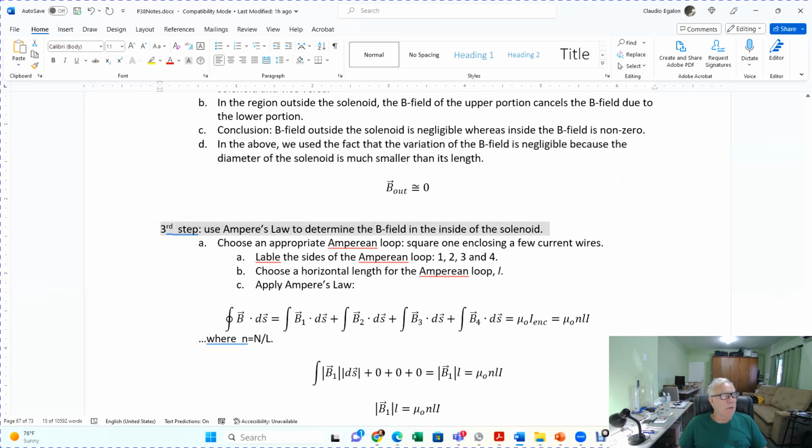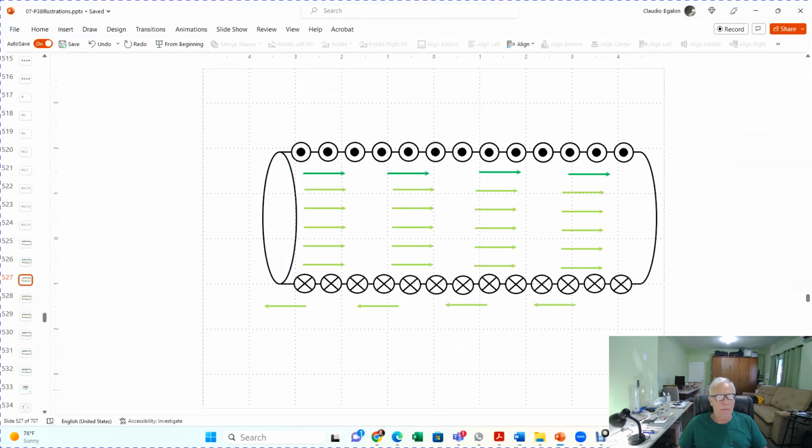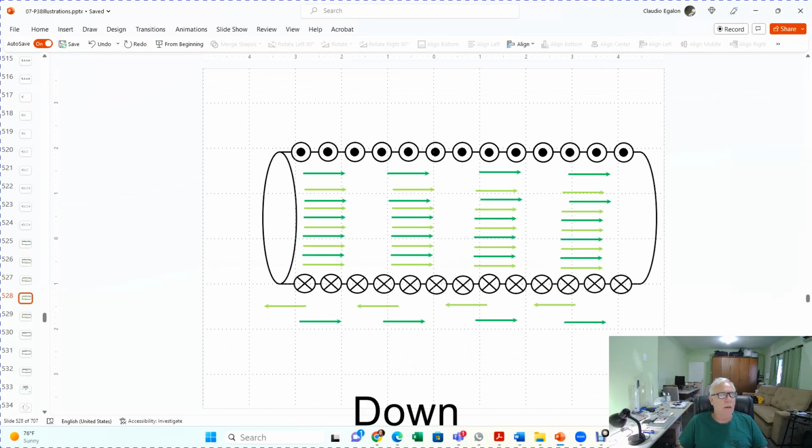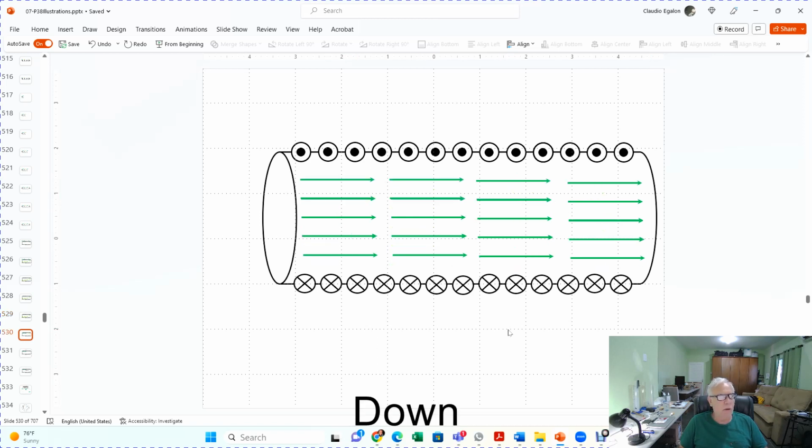Now we are going to find out the B field on the inside using Ampere's law. How do we do that? The B field reinforces inside from the upper and lower portions, but also cancels out the B field outside, and that's what we get so far. That's just a qualitative treatment, which is very powerful, by the way. Don't underestimate this type of treatment. What we're going to do now is find the value of the B field inside the solenoid.